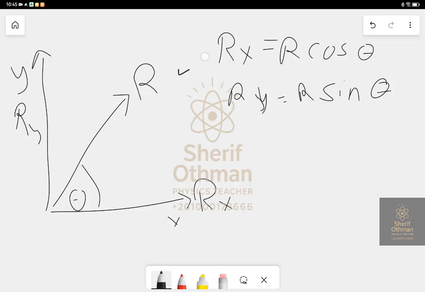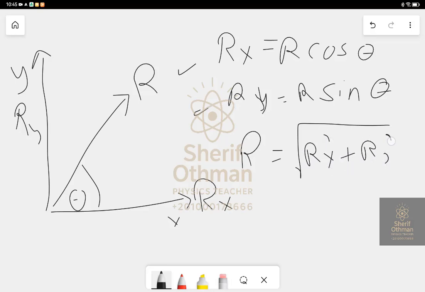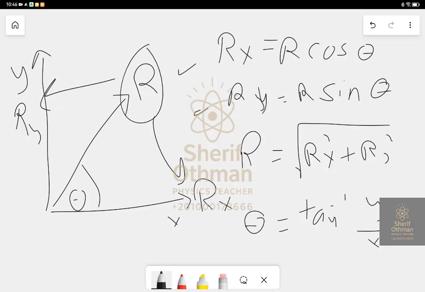And if we have Rx and Ry and need to find R itself, R will follow Pythagoras' rule: the square root of Rx squared plus Ry squared. And by the end, if we need theta, it will be tan minus 1 of y over x. Here are the rules to make the analysis and to separate R into Rx and Ry.